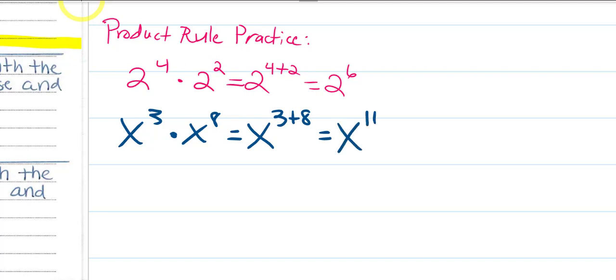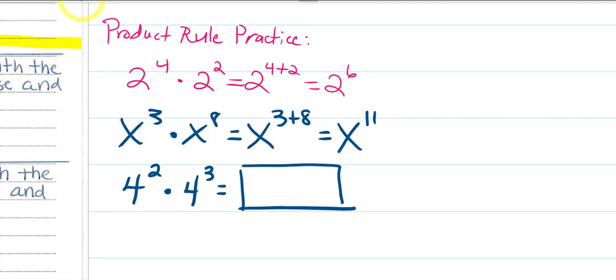Okay. So I'm going to try one more. I'm going to look for this one in your notebook to make sure you have solved this one. So I'm going to do 4 to the second power times 4 to the third power. Okay. So I'll be looking for this answer in your notebook.